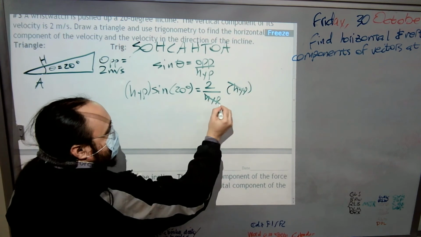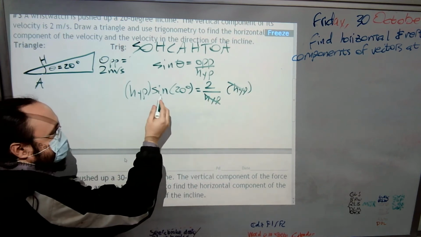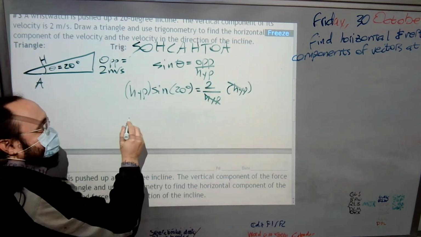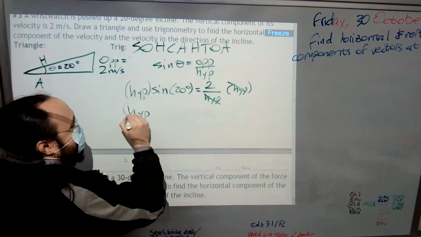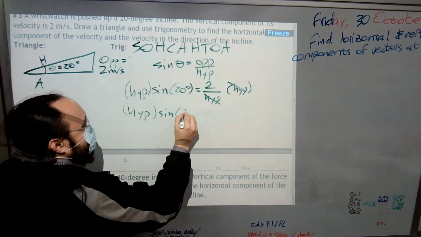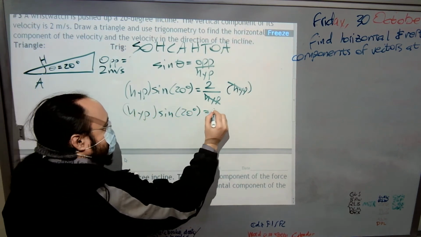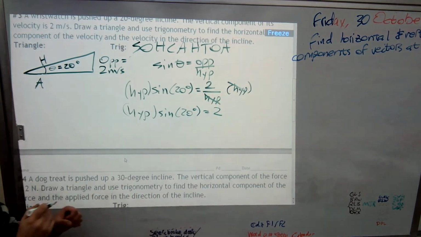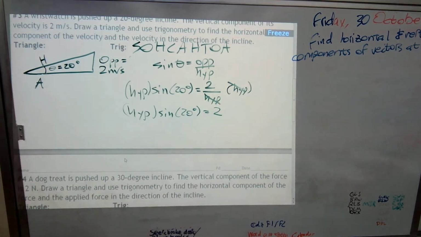There's 1 on top, 1 on bottom, so now I've got this: hypotenuse times the sine of 20 equals 2. And I can deal with that. That doesn't have anything in the denominator. That's going to be easier than if I tried to solve leaving it there.